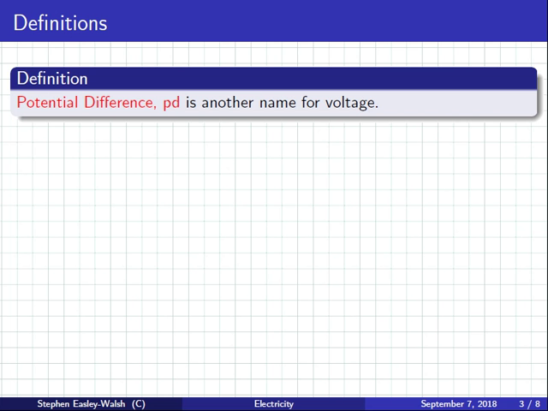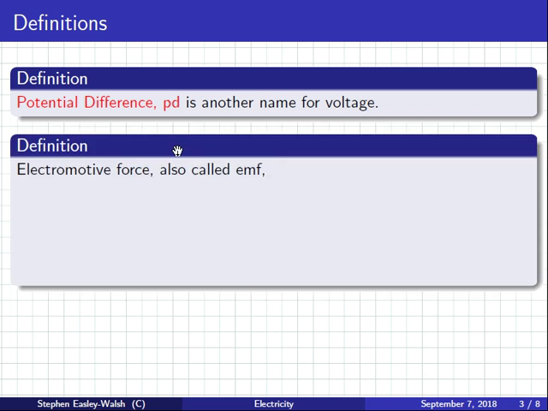Now, electromotive force, also called EMF. We need to work out what this word means. So let's break it down. Electromotive and force. So what does the prefix electro refer to? Electricity. Motive? Motion. And force is force. So what do we think electromotive force, or EMF, could be about?